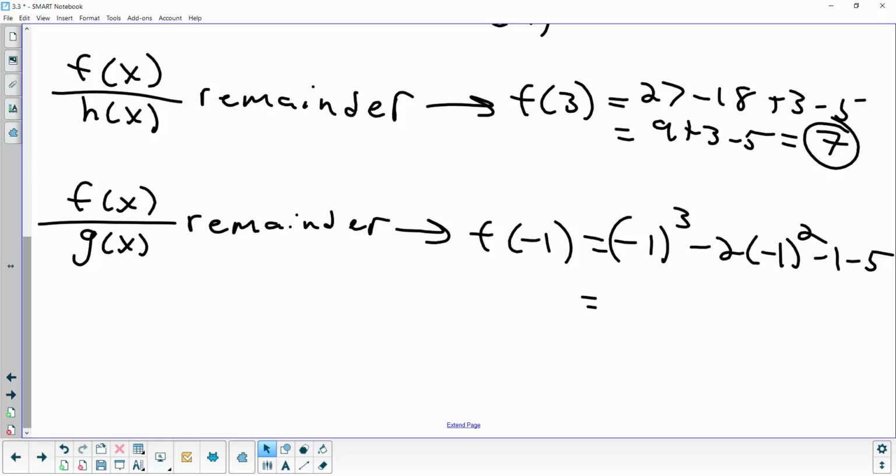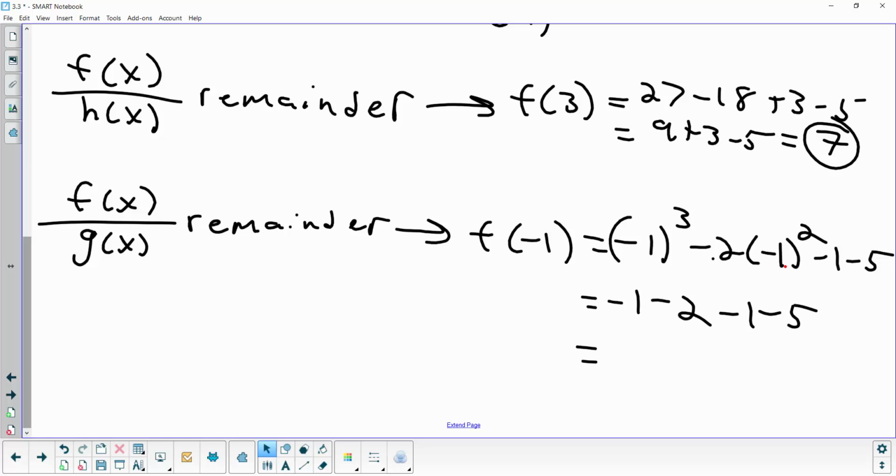Okay, Casey, what's negative 1 cubed? Negative 1. Francesca, negative 1 squared. Negative 1. So what does negative 1 squared mean to do? Oh, would it be positive? Positive 1 means negative 1 times negative 1. So that's positive 1 times negative 2. So it turns back to negative again. Minus 1 minus 5.